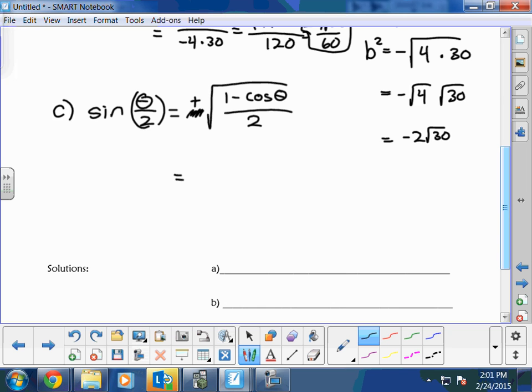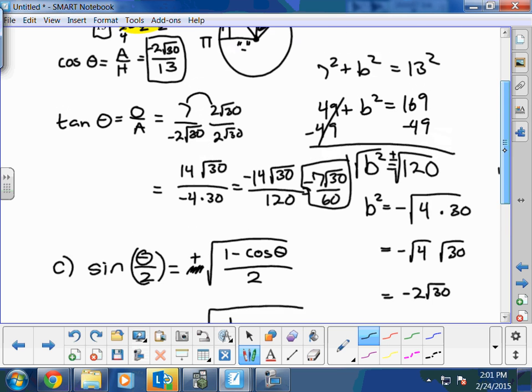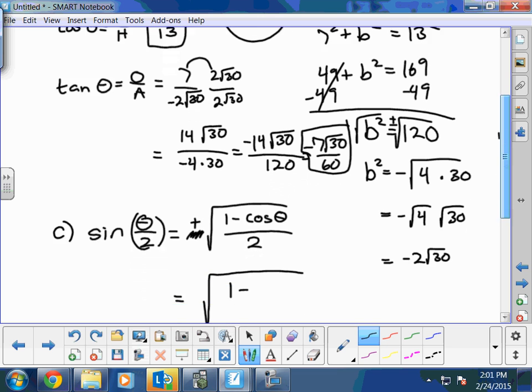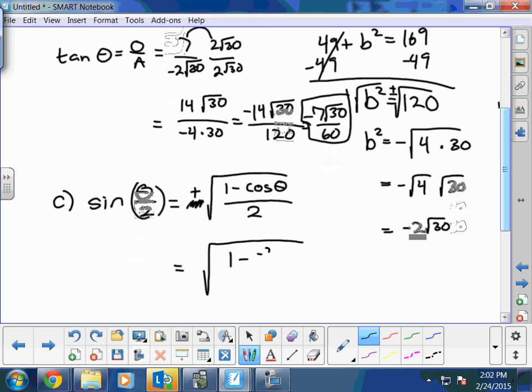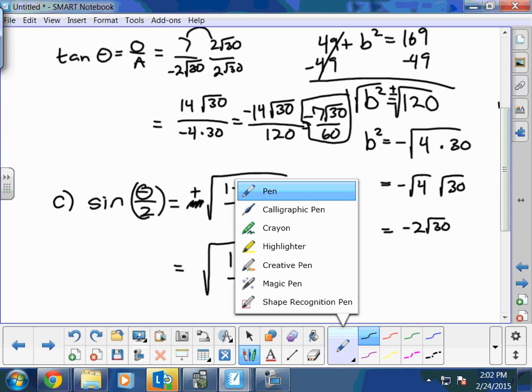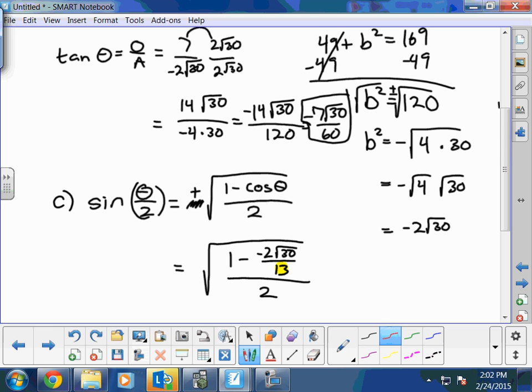Once I have that out of the way, I can go ahead and apply it. I have cosine theta, which I found earlier. Cosine theta was negative 2 square root of 30 over 13, divided by 2. Now, I want to get rid of this 13. This is going to be the focus I'm going to start from. So I'm going to multiply top by 13 and bottom by 13, because what I'm going to do is distribute this 13.